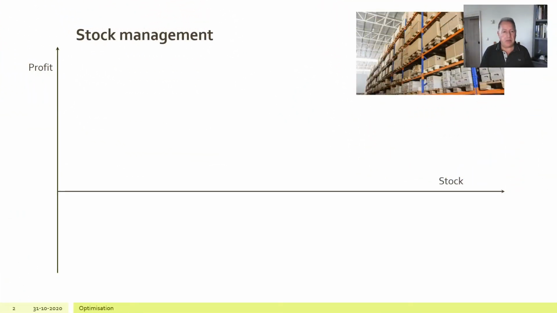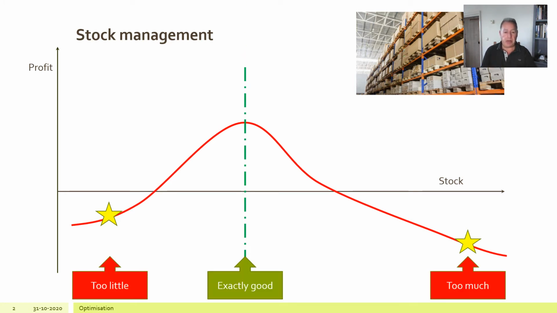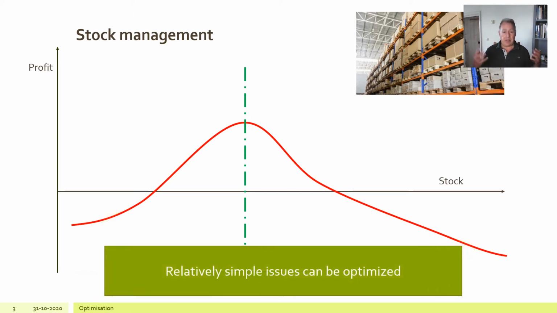I start with a relatively simple issue, stock management in a shop, for example toothbrushes or washing machines. When I have too little in stock, I often have to disappoint customers and perhaps I lose customers because I cannot deliver always. When I have too many in stock, I need a huge investment and also I need a lot of storage space. So somewhere in the middle between too little and too much, you will find the optimized solution. There it is exactly good. So what we can learn is relatively simple issues can be optimized.